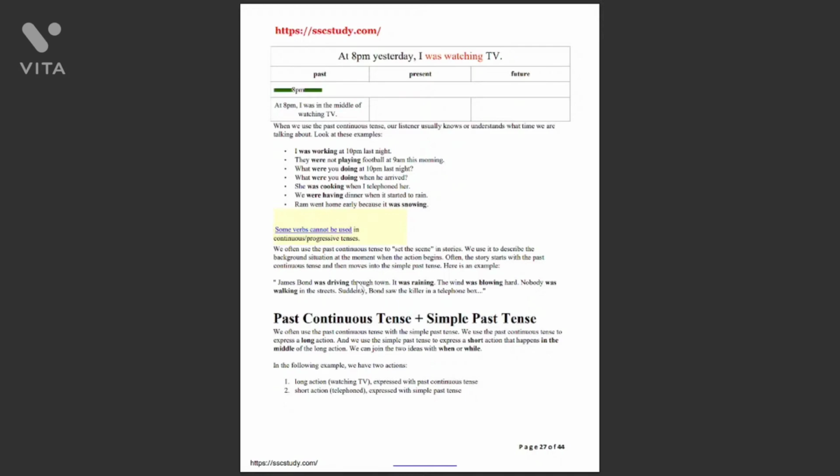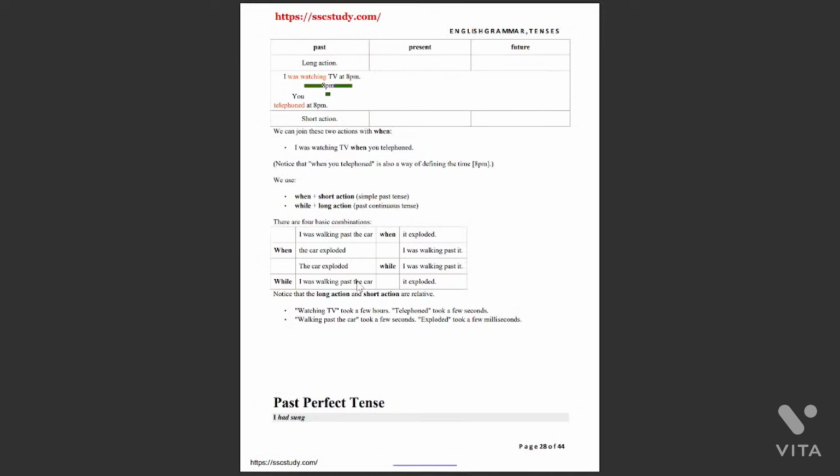We can join two ideas with when or while. When joining with when and while, we can use the past continuous tense and the simple past tense. So let us see the two actions now. The long action, watching TV, is expressed with the past continuous tense. Telephoned, a short action, is expressed in the simple past. Telephoned, you observe the -ed. Watching TV is a long action, and telephoned is a short action.